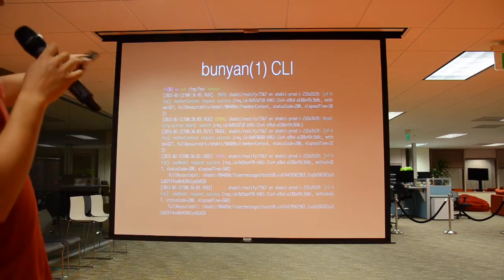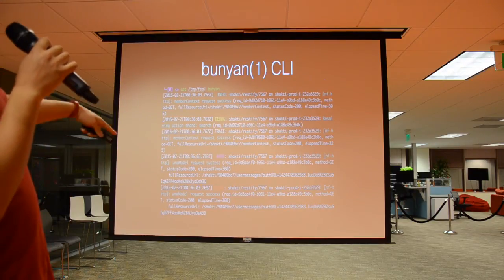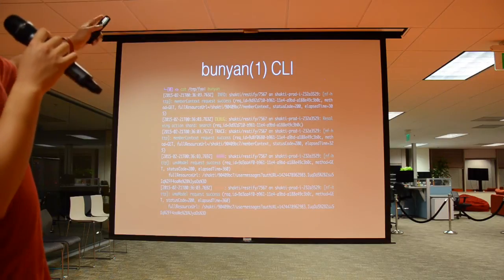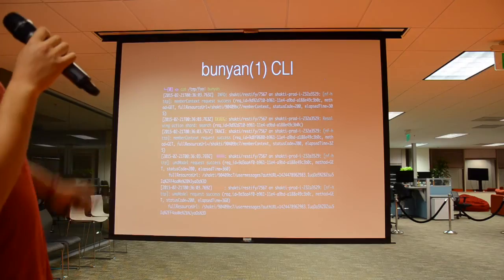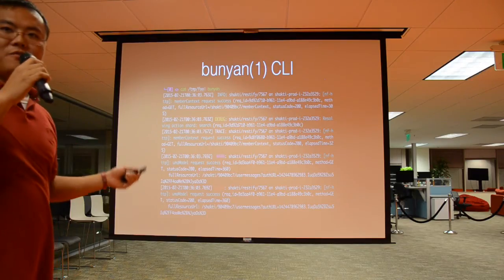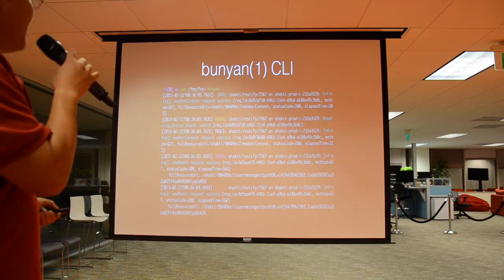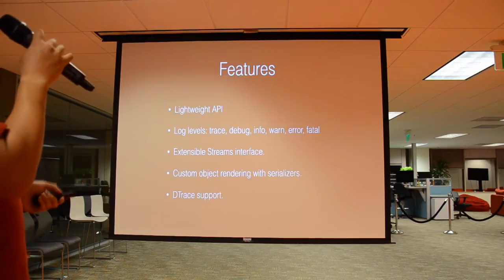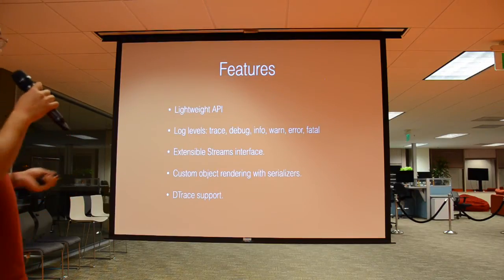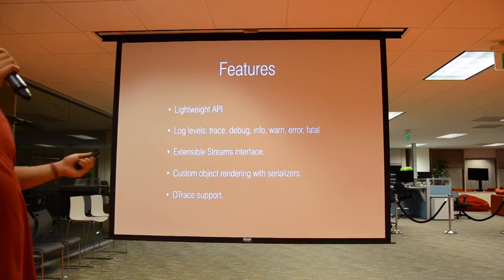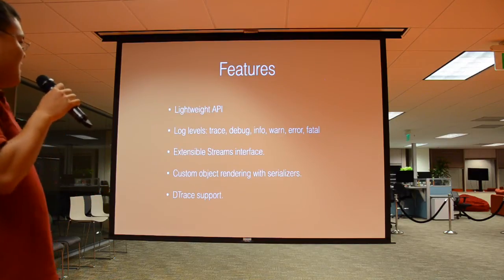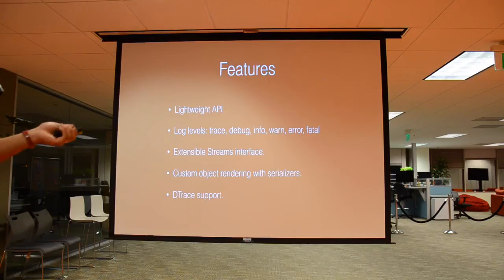Here you can see I took those same logs, but because they have different levels, those get different colors. I get dates and times, and I get all my objects printed out. It's got some other really great features, which I'll talk about in a little bit. So here are some features of the Bunyan framework. It's got 6 logging levels. It's got an extensible streams interface. You can render custom objects with custom serializers, and it's got DTrace support.